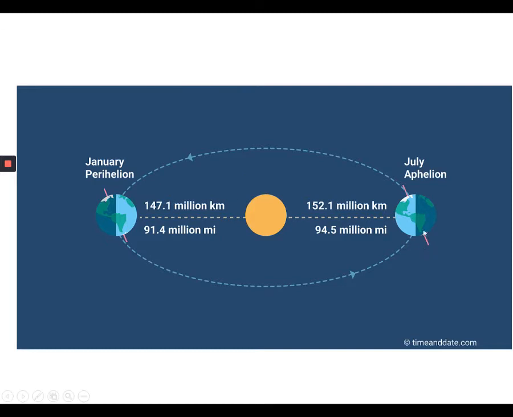Okay, but here you can also see that it's tilted. So here in July, the northern hemisphere is tilted towards the Sun, and in January the southern hemisphere is tilted towards the Sun. So the closer you tilt towards the sun, the more of the sun's rays you catch and the hotter it will be.